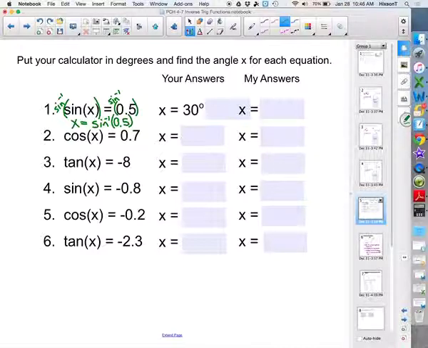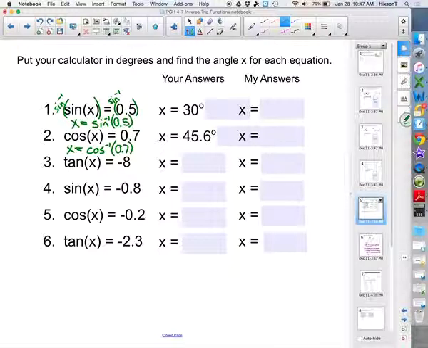So if we have the cosine of x equal to 0.7, x equals the inverse cosine of 0.7, right? And what do you get when you plug that in? 45.57, okay? And you can round that to 1 decimal place. Do you always want us to round to 1 decimal degrees? For right now, you can. It's for this moment.